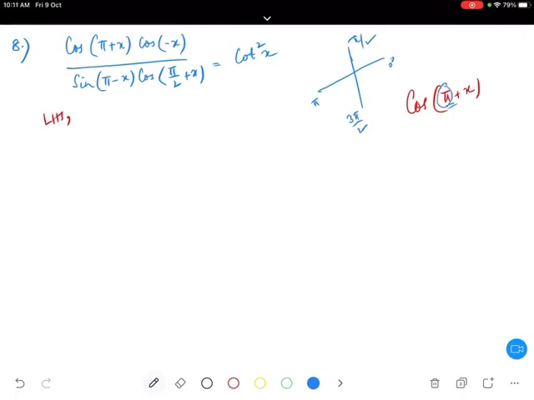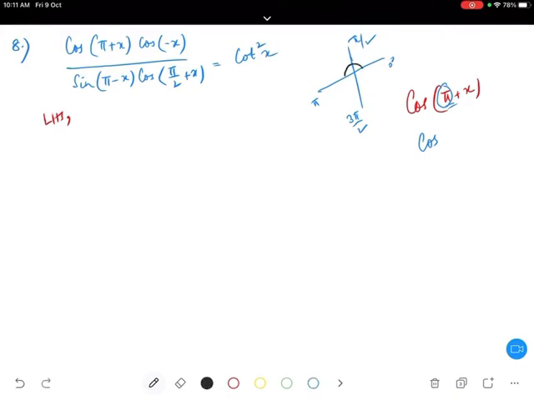First of all, you see cos(pi plus x). This pi is an even multiple of 90. So when it's an even multiple of 90, cos will remain cos. I told you, whenever we have an even multiple of 90, cos will remain cos. If it's an odd multiple, then cos will change into sine. So pi is an even multiple. Then pi plus x lies in which quadrant?